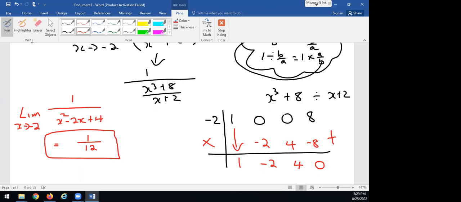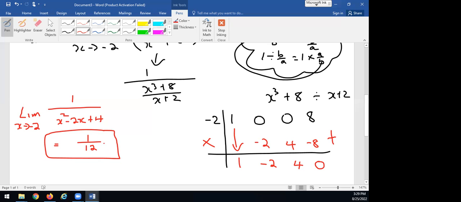So that's another way how you guys can do those. It may involve some factoring or things like that.